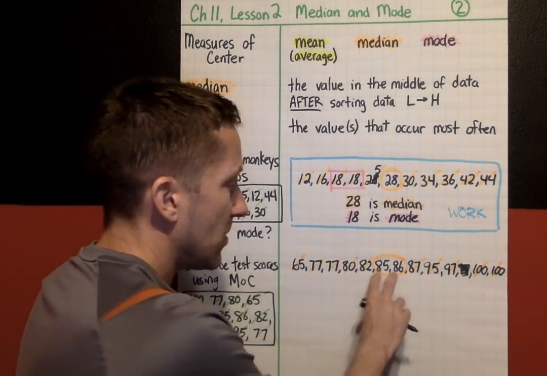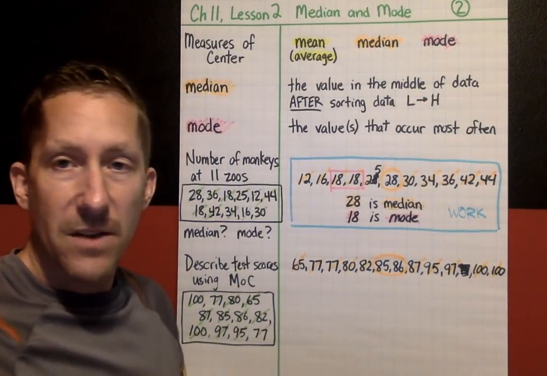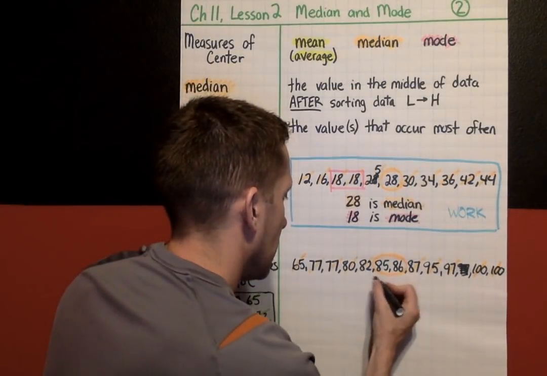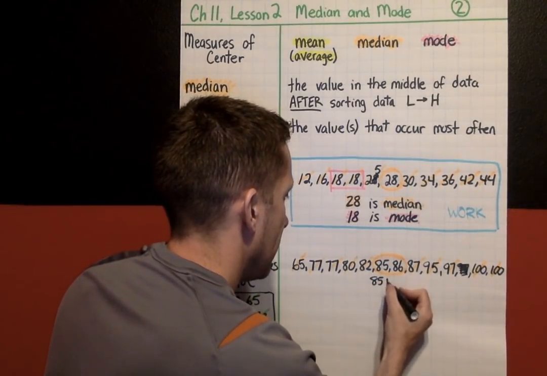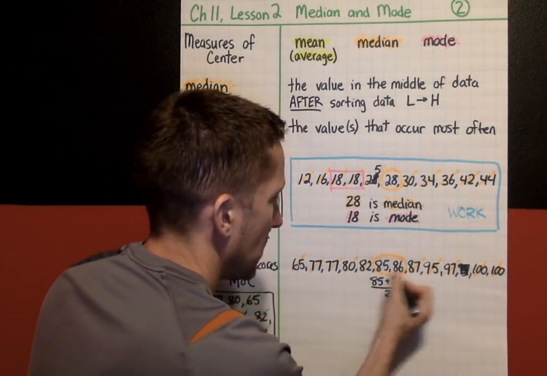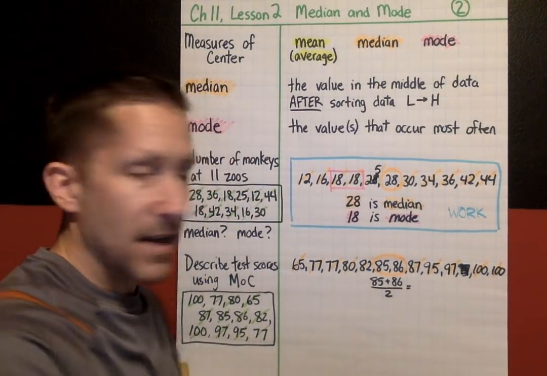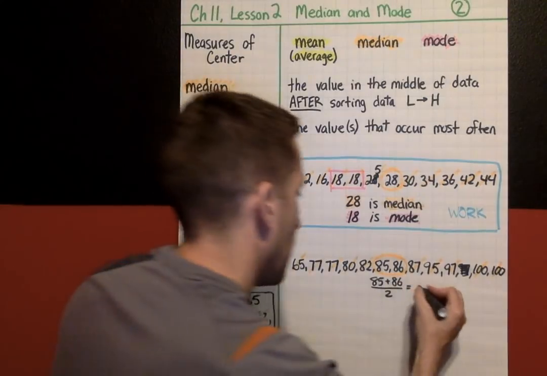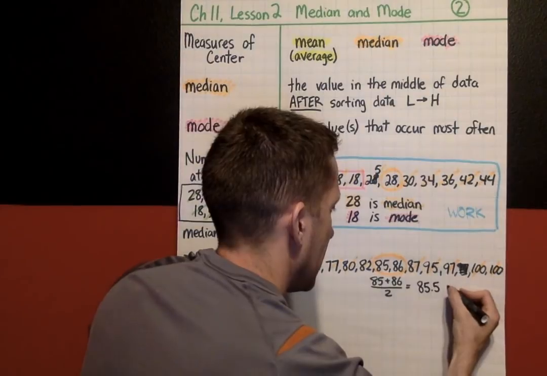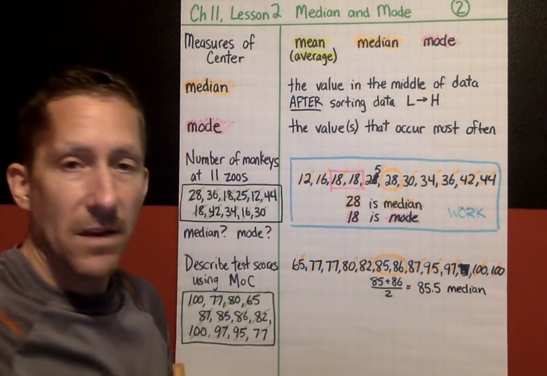If you have two numbers in the very middle, what you do is you add those two numbers together and you divide by 2. Essentially, you find the average of just these two numbers. So I do 85 plus 86, and I divide that by 2 because there's two numbers there. I type that in my calculator, 85 plus 86 divided by 2, and I come up with 85.5. That is our median. It's the number that's in the very middle of our data.